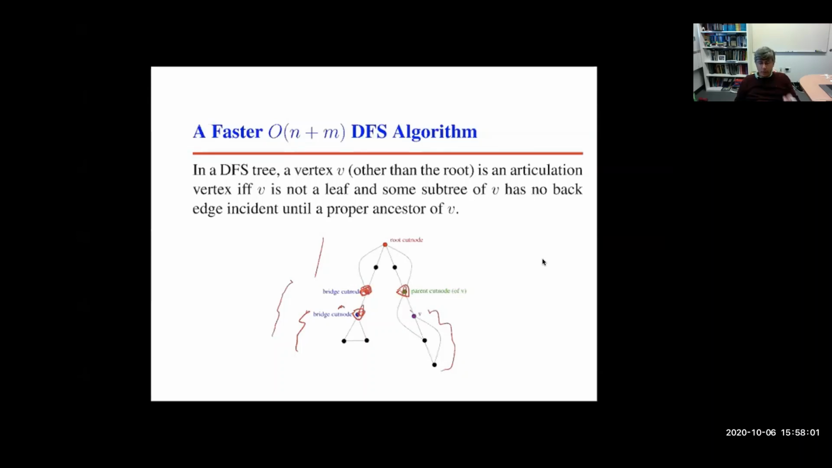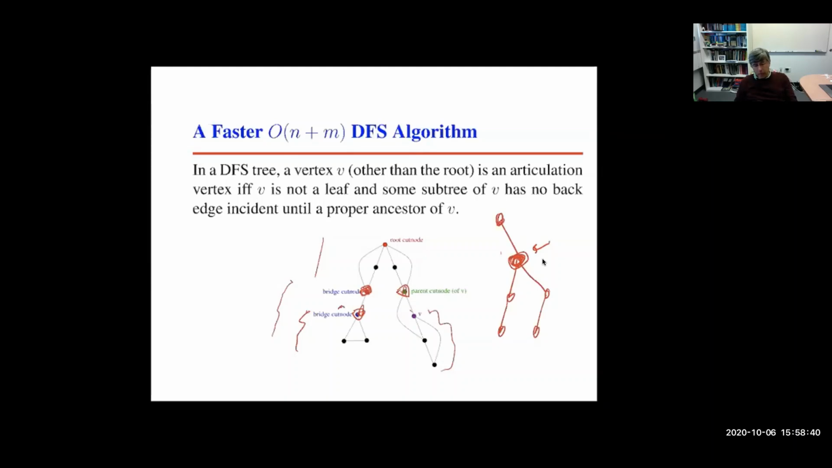Under what condition is a vertex going to be an articulation vertex? Well, we know that in a depth first search of a graph, everything is either a tree edge or a back edge, right? Under what condition, if I delete that vertex, what has to happen in order for it not to disconnect the graph?